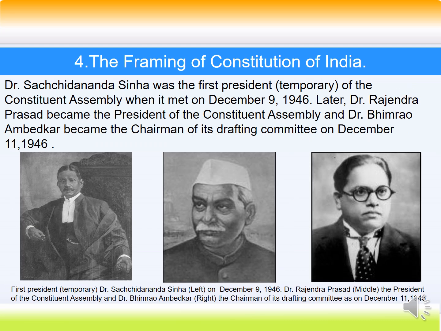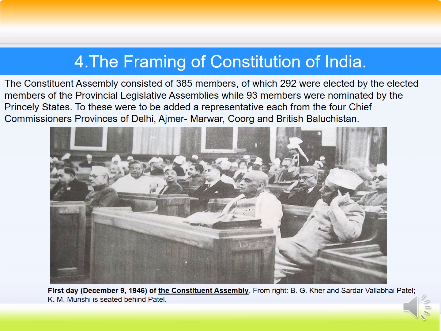Dr. Sachchidananda Sinha was the first president of the Constituent Assembly when it met in December 1946. Dr. Rajendra Prasad became the president of the Constituent Assembly, and Dr. Bhim Rao Ambedkar became the chairman of its drafting committee. The Constituent Assembly consisted of 385 members, of which 292 were elected by the elected members of the Provincial Legislative Assembly, while 93 members were nominated by the princely states. To these were to be added a representative each from the 4 chief commissioners' provinces of Delhi, Ajmer-Merwara, Coorg and British Baluchistan.